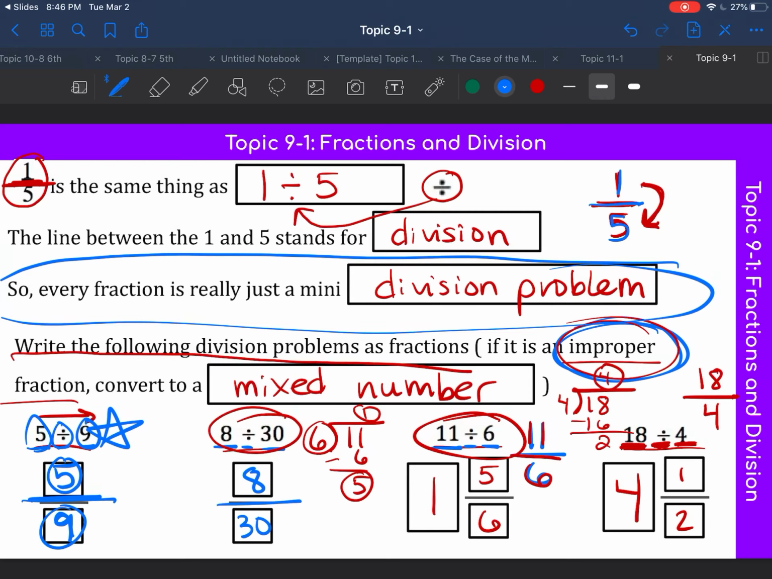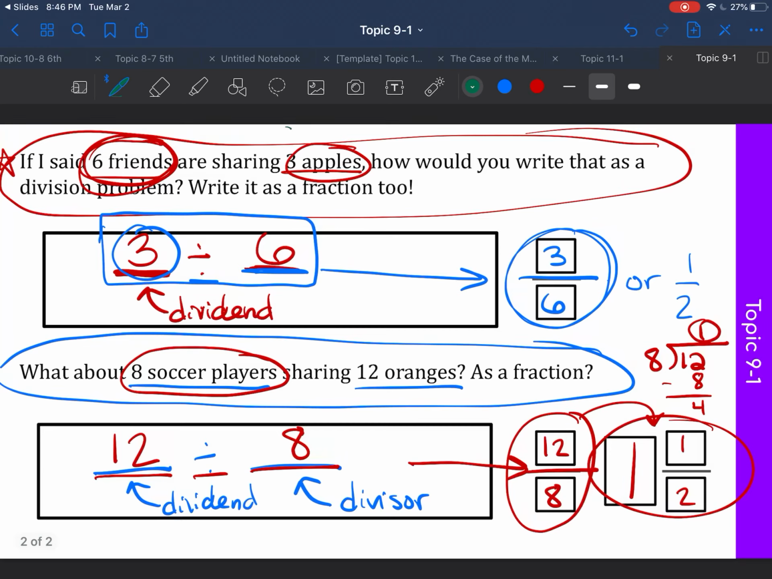What you are going to complete after this is a Google slide that will have a couple practice problems for you. You're going to need to convert some division problems into equivalent fractions. So how would you write that division problem as a fraction or as a mixed number? Make sure to put it into an improper fraction first, then convert it into a mixed number.